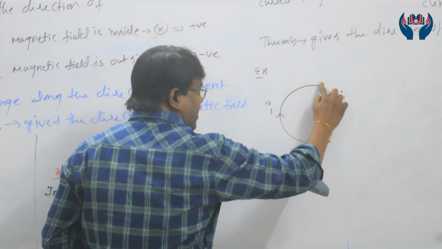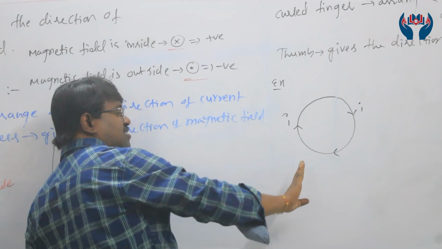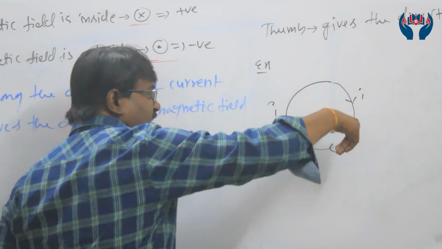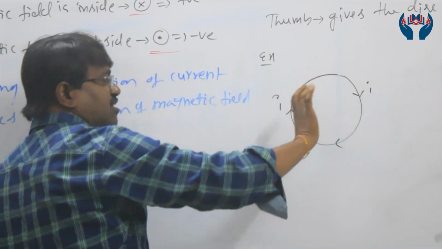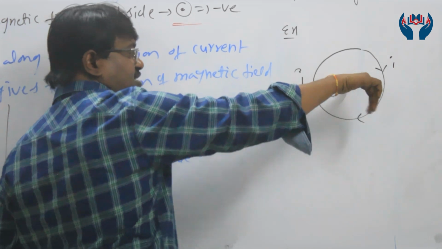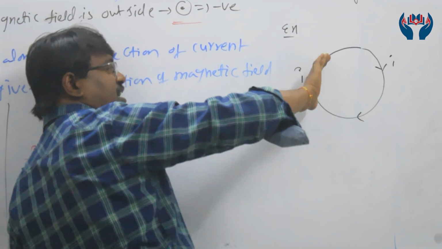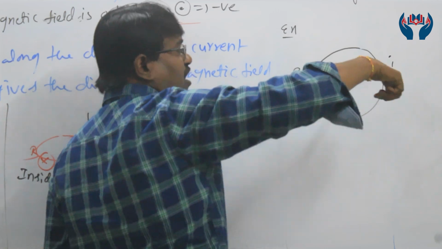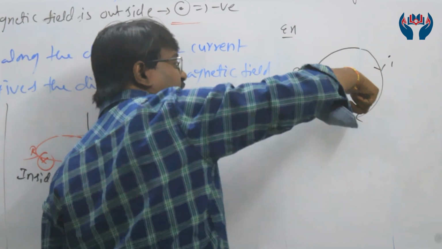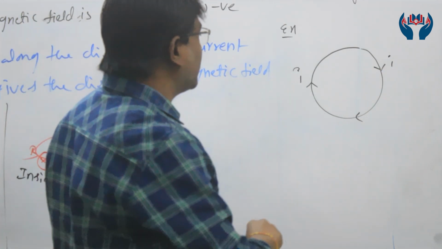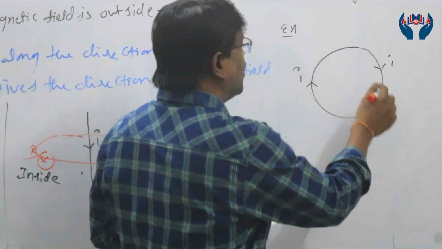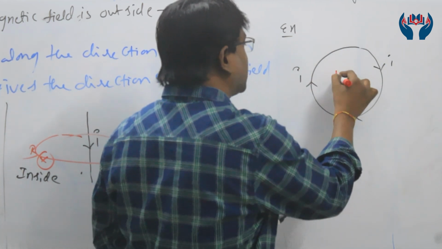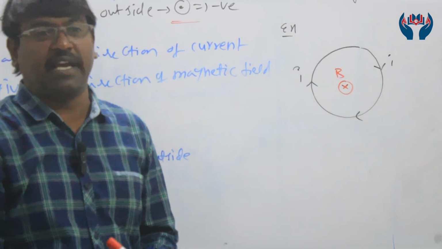So now this is the current. Arrange the curled fingers along the direction of current. What is the direction of the thumb here? The thumb is inside the board, which means the direction of the magnetic field is inside. So in this case, the magnetic field is induced inside, which is represented by a cross, into the board.